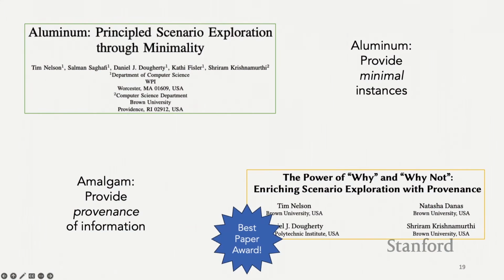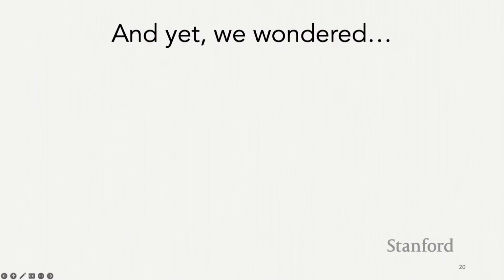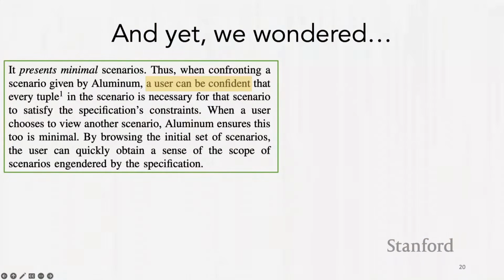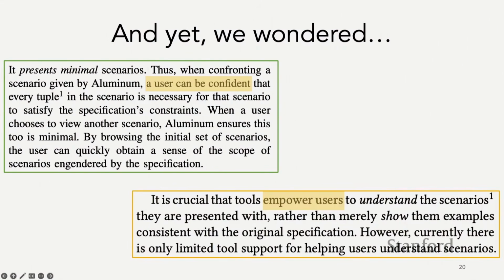But then we read the papers we wrote a little bit more carefully, and here's what we were doing. We were saying things like, the Aluminum paper says a user can be confident about every tuple, and so on. Now, of course, there's a mathematical meaning for that, but we were talking about users and confidence, and those are human sentiments. And you look at the Amalgam paper, it says it's crucial that the tool empowers users to understand scenarios. And, well, empowering users is a statement about humans. And hopefully in an HCI setting, you're all like, hey, Shriram, citation needed, right? Like Wikipedia.